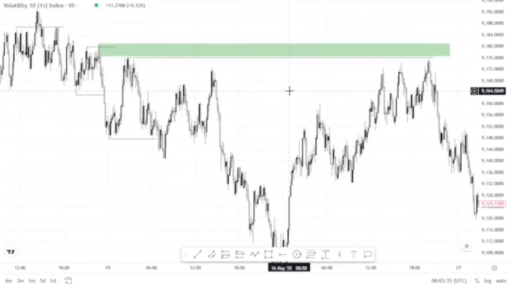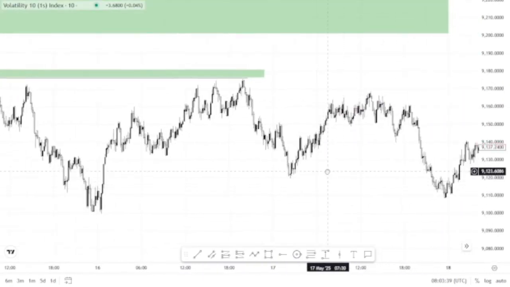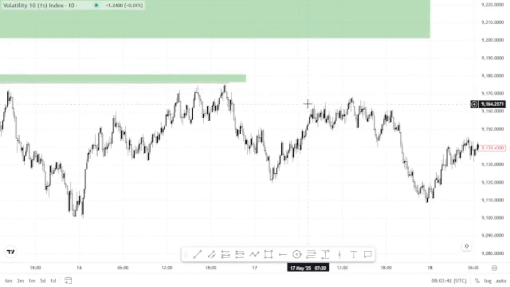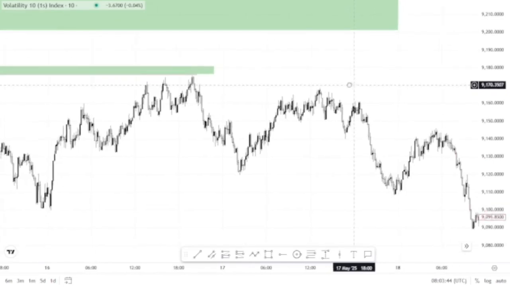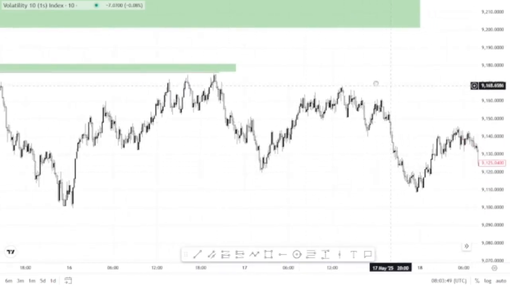No setup, nil setup. So remember I say if your overall bias is bearish, you sell, you continue to sell. Don't look for buys. Even if market gives you the opportunity to buy, please try as much as possible to avoid it.